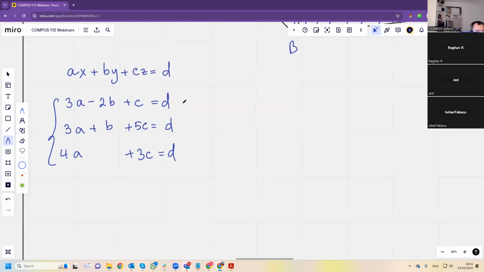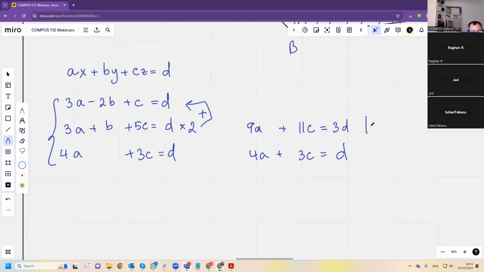I would multiply the second one by 2 and add it to the first one. And that would make 9a. So I'm multiplying this by 2, so 6a plus this one. So this is 2b minus 2b, that's 0. 10c plus c, that's 11c. And that's equal to 3d. And we have 4a plus 3c equals d.